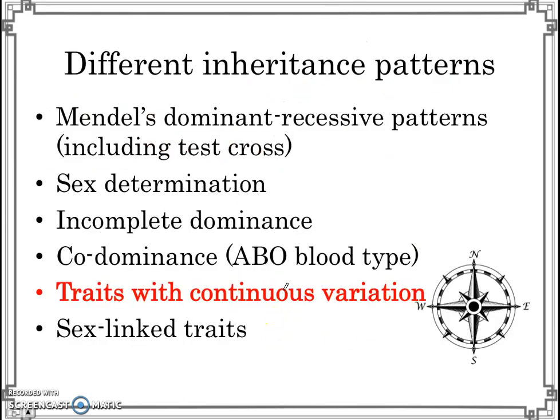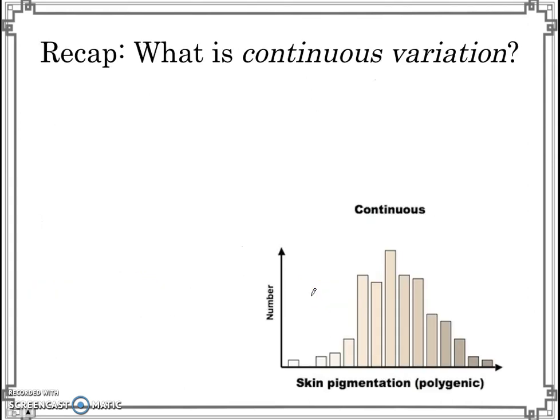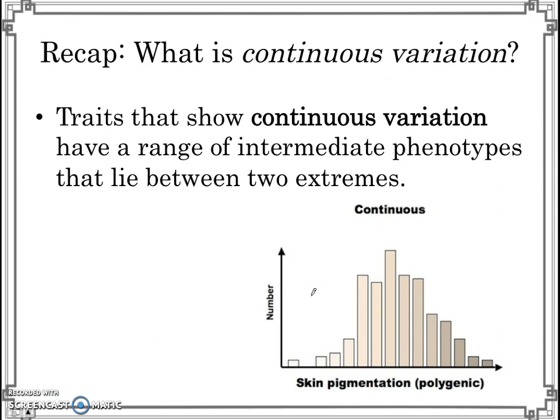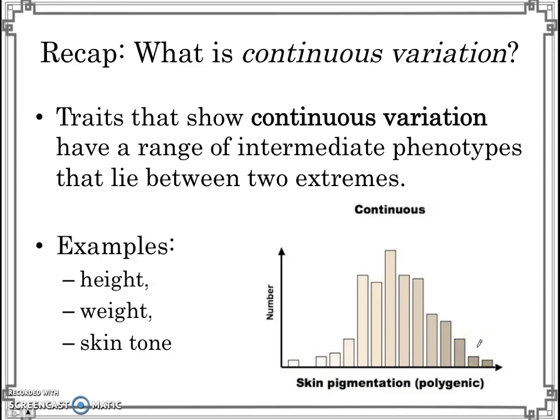Alright, finally, we're going to take a look at traits with continuous variation. For traits with continuous variation, first you need to remember what continuous variation is. Recall that continuous variation refers to traits that have a range of possible phenotypes between two extremes. So continuous variation means that I have a wide range of possible phenotypes. It could be very light or very dark skin, for example. Or we looked at examples such as height, so you can be very short or very tall, or weight, very light or very heavy.